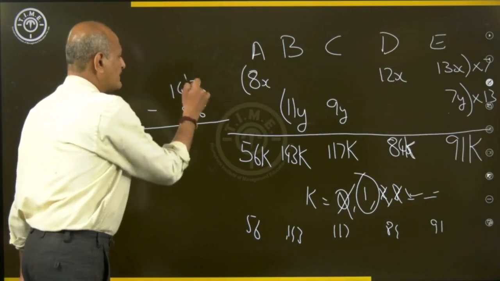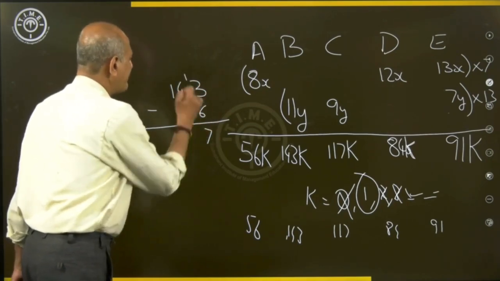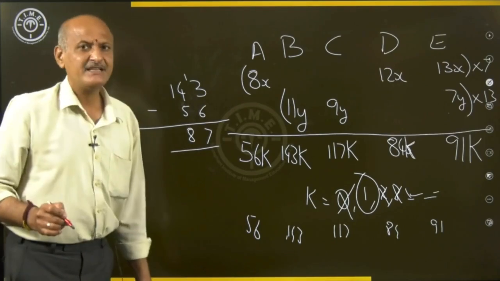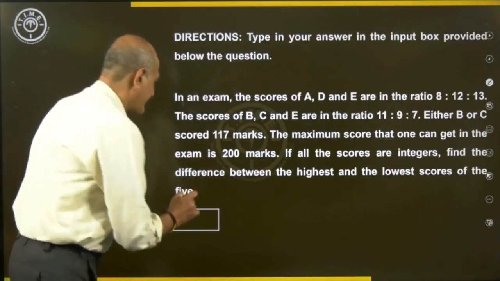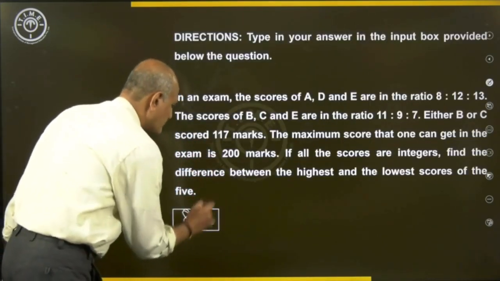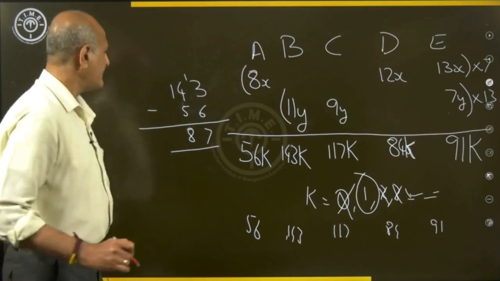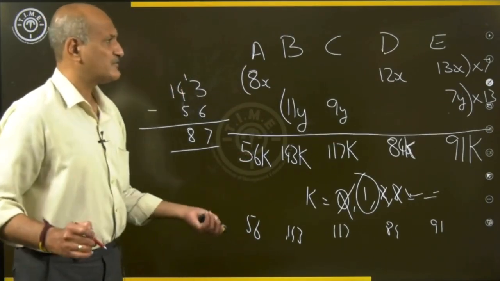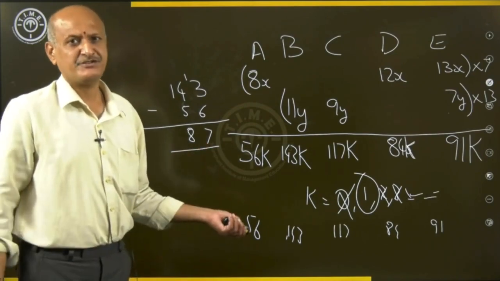Do calculate this. How much is this? 13 minus 6 is 7, here it is 3, so 8, 5 is 13. That's it. So the difference is 87. That is the answer to this particular question on ratios. Clear?